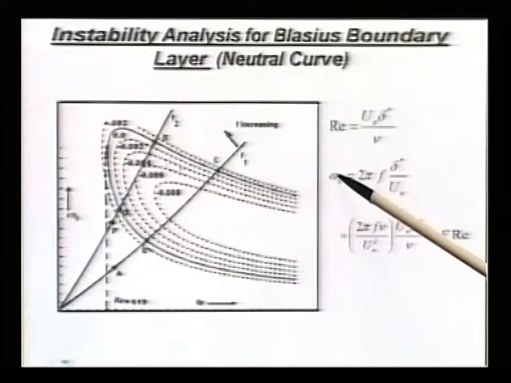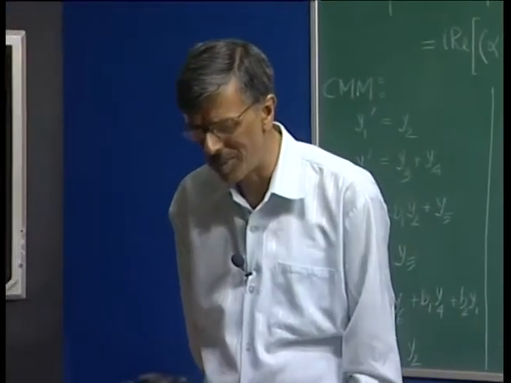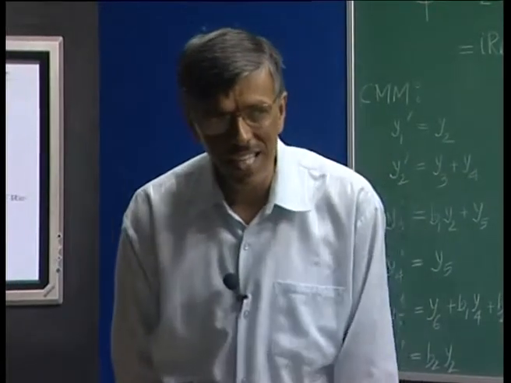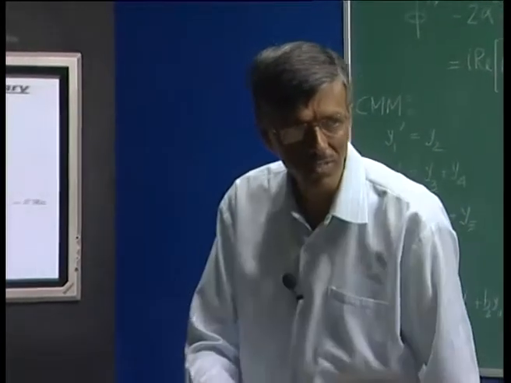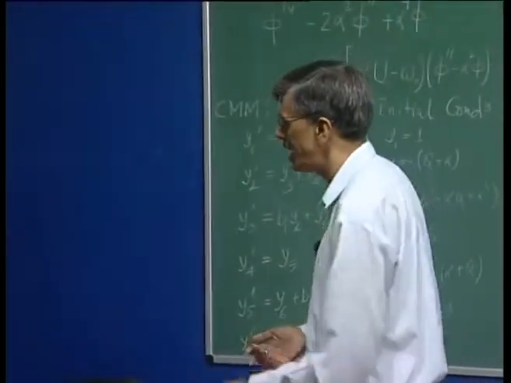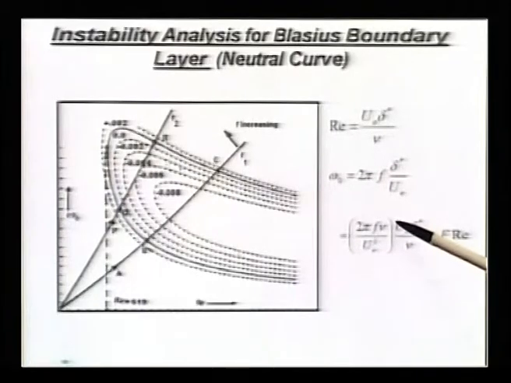Omega naught by itself is non-dimensional, Re is non-dimensional, f is non-dimensional. So, what is this f? Capital F is the non-dimensional frequency, which was stated in hertz, that we have converted into a non-dimensional quantity given by the expression within this bracket.